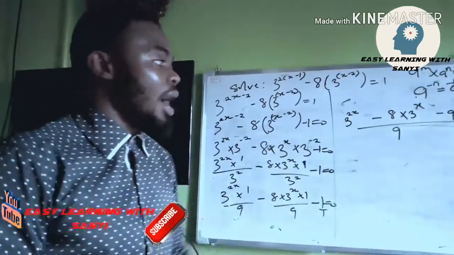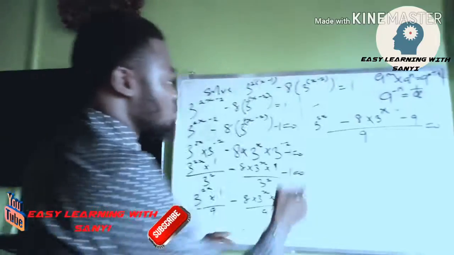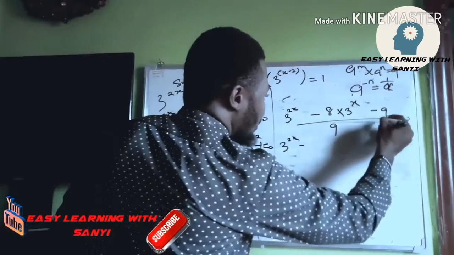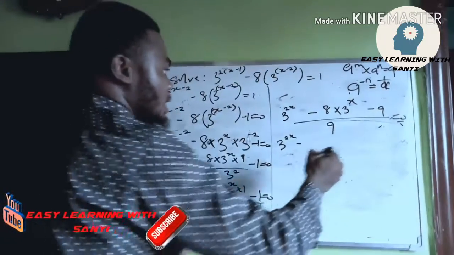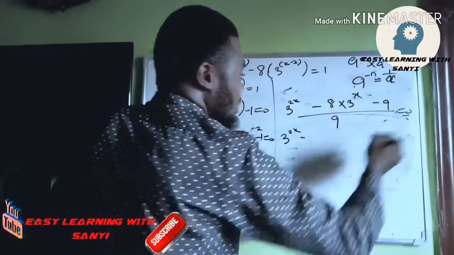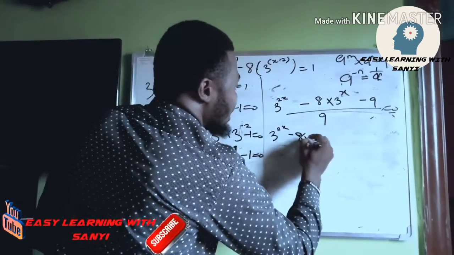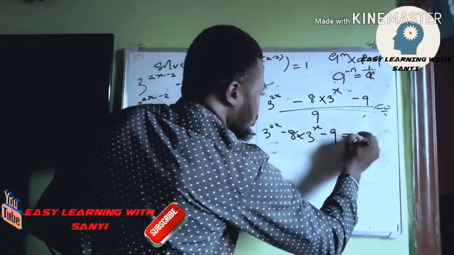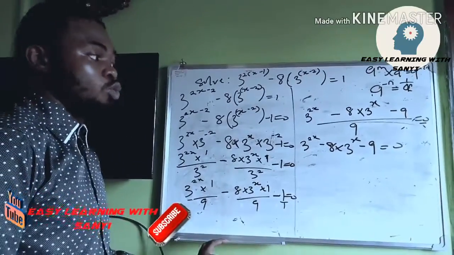So now from here, how do you make this a straight line equation? You have to cross multiply. This is over 1. Cross multiply. So you are going to get this times 0, this times 1. So you are going to get 3 raised to the power 2x minus 8 times 3 raised to the power x minus 9 equals 0.